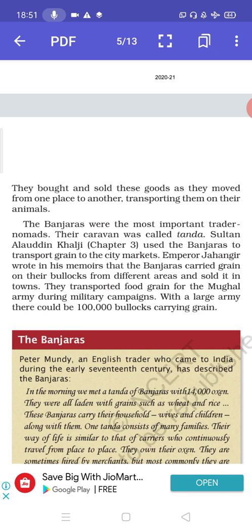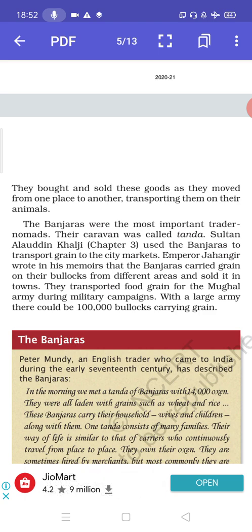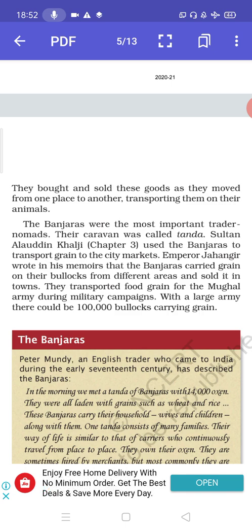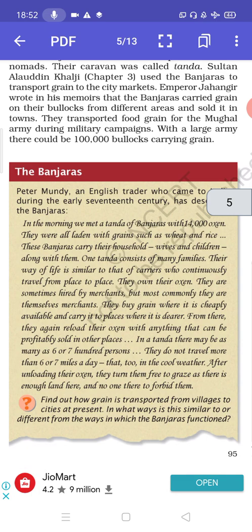Emperor Jahangir wrote in his memoir that Banjaras carried grain on their bullocks from different areas and sold it in towns. They transported food grain for the Mughal army during military campaigns. With a large army, there could be around 100,000 bullocks carrying grains. So this work was done by these Banjaras. They were also nomadic people.